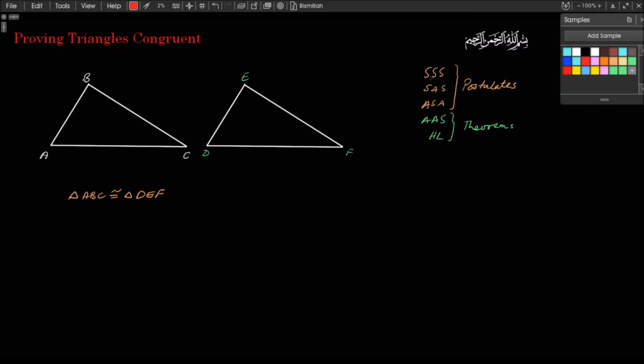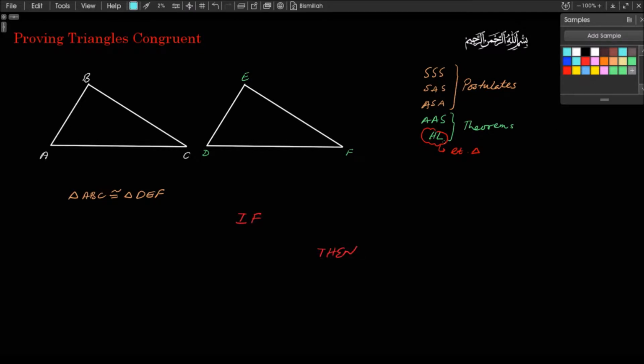So again, we have a side, side, side triangle congruence postulate, and we have a side, angle, side triangle congruence postulate. We have an angle, side, angle triangle congruence postulate, and an angle, angle, side triangle congruence theorem, and the hypotenuse-leg theorem. This last one is special because it has to do with right triangles. Our job today is to familiarize ourselves with these 3 postulates and 2 theorems and to understand what they mean and how we use them to prove triangles congruent.